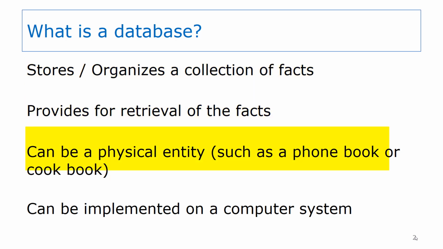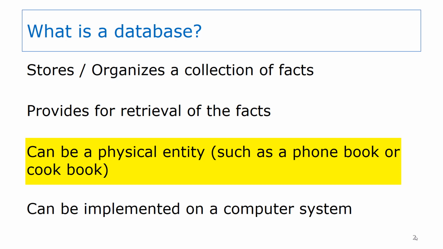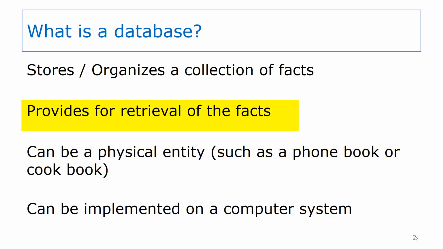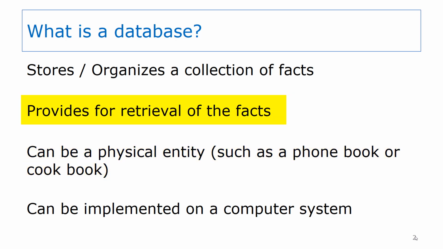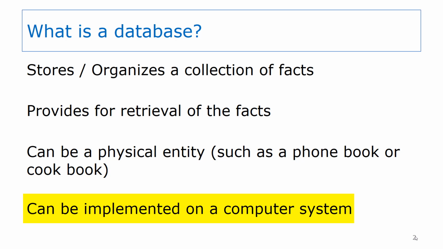For example, a phone book or cookbook can be considered a type of database. Those books store information and let you easily look up facts. For example, the telephone number of a person or company, or a recipe. A database can be implemented so that it runs on a computer system.